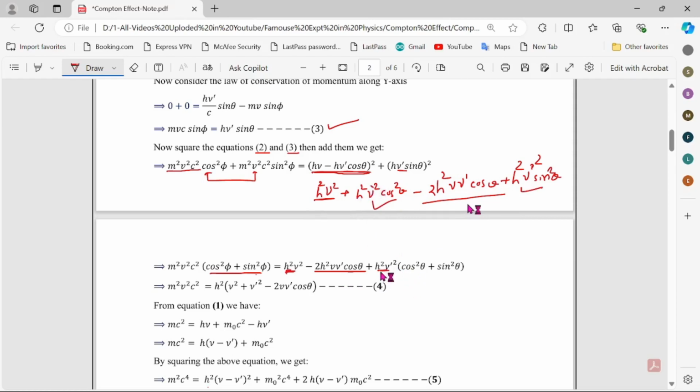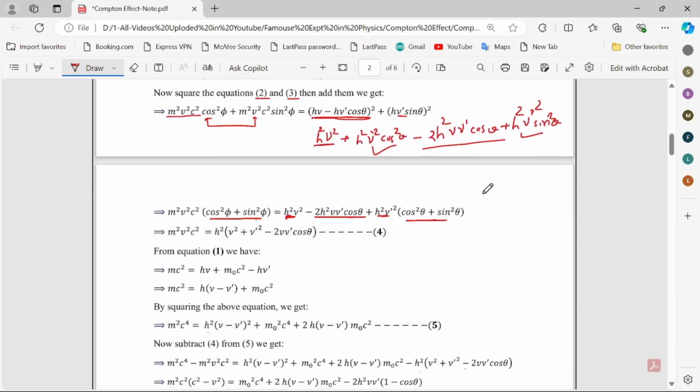If I take common h square mu dash square, we get cos square theta plus sin square theta. I have not written this step, no need to write this one. So by solving, cos square phi plus sin square phi, and cos square theta plus sin square theta, will be 1. So m square v square c square will be equal to h square mu square minus 2 mu mu dash cos theta plus mu dash square. Let this be equation number 4.